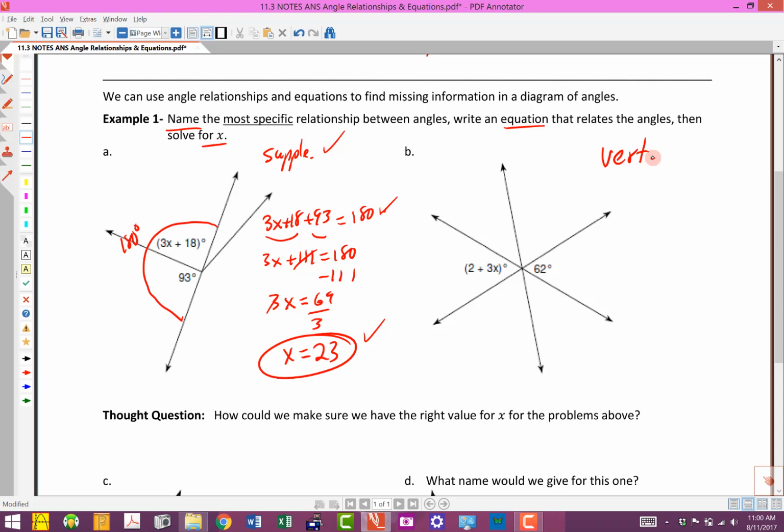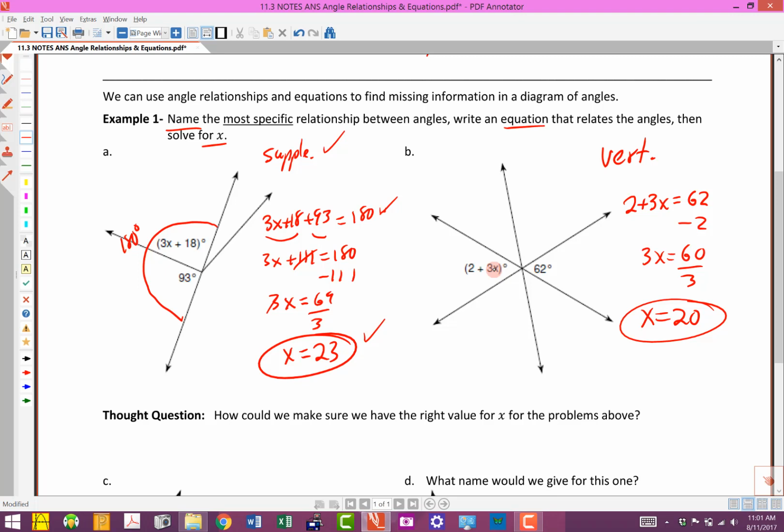Okay, so we've got the name of the angles. Now we're going to write down the equation. Remember, vertical angles are congruent to each other. They're equal to each other. So there's the equation, and then I'm going to solve the equation. I'm going to subtract 2. We get 3x equals 60. We're going to divide by 3, and we get x equals 20. Again, I don't need the degree sign because the degree sign is already on the outside of that little expression that represents the measure of the angle.